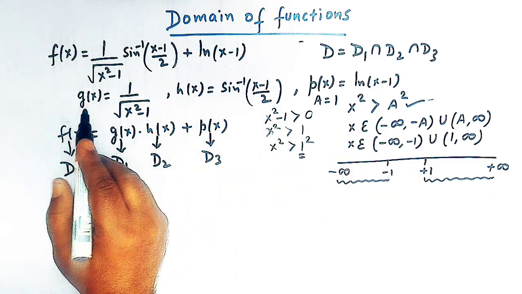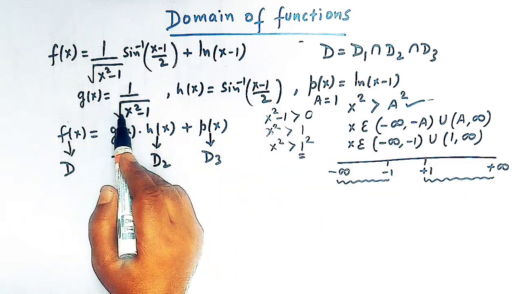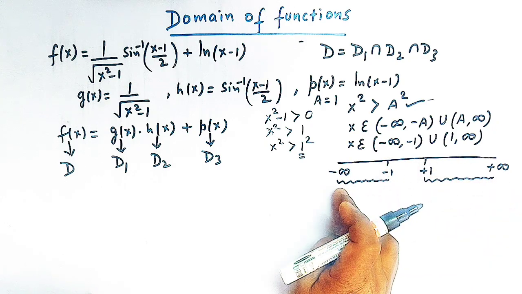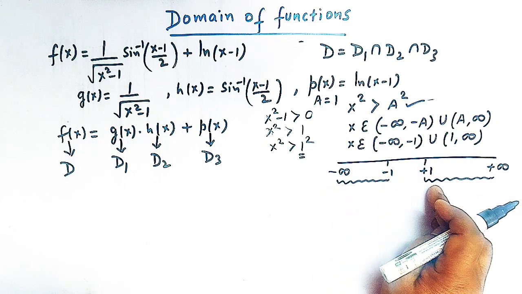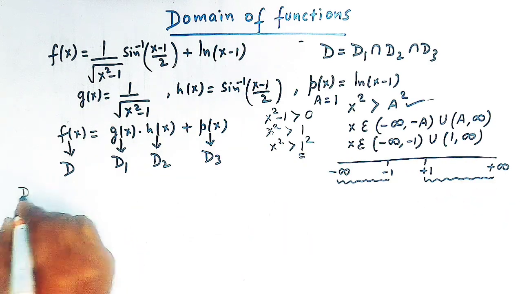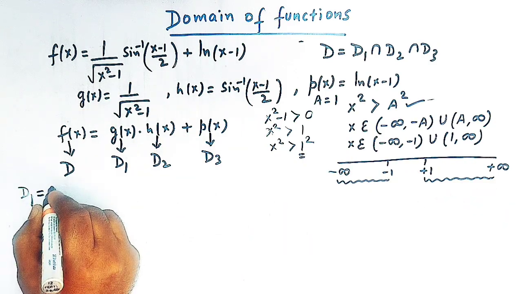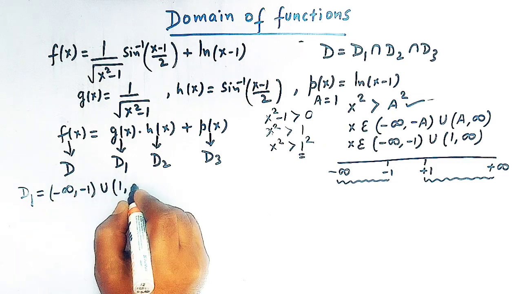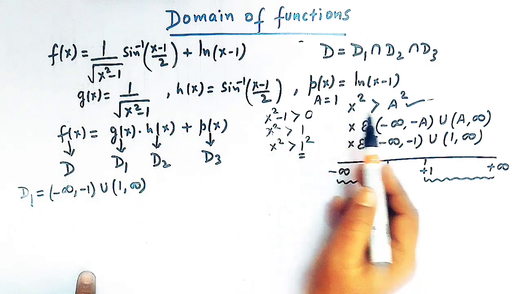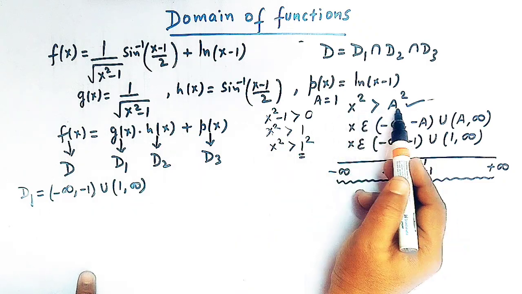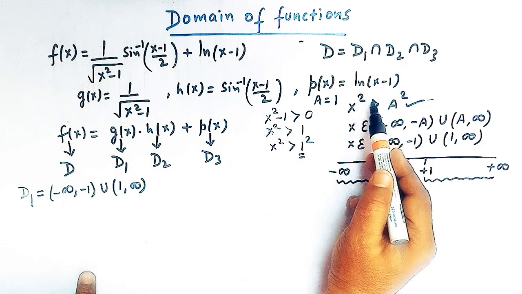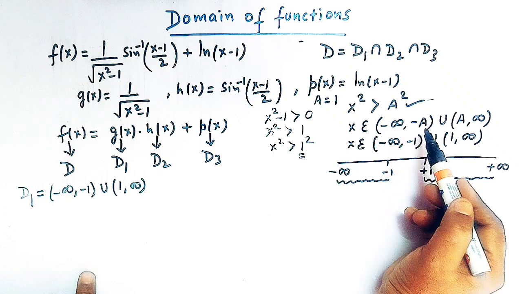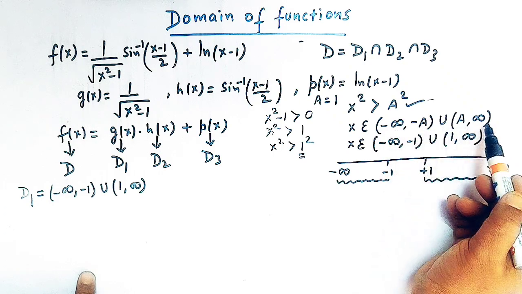So the domain of this function 1 over square root of x square minus 1 is given by this region, that is from minus infinity to minus 1 and 1 to infinity. So we can now write here d1 is given by minus infinity to minus 1 union 1 to infinity. And here we have used the direct result for the solution of this inequality, that is x square greater than a square, and the solution is x belonging to minus infinity to minus a union a to infinity.